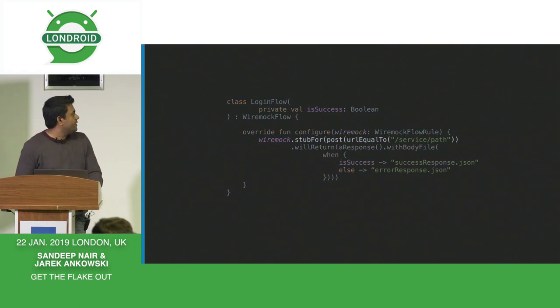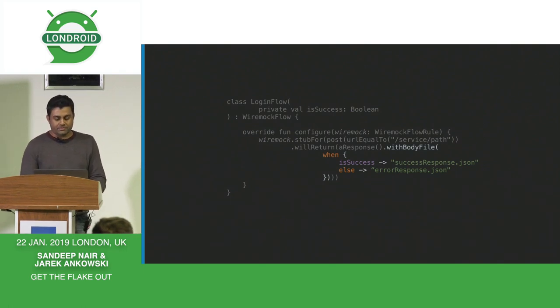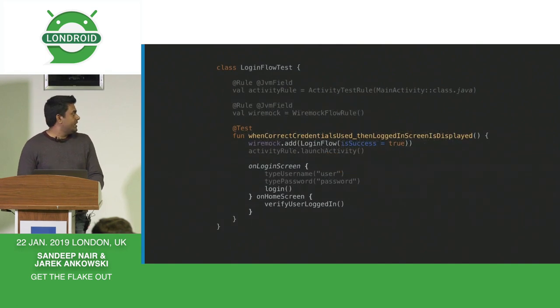The highlighted line where you have your service slash path is your API you're testing in that use case. And then there is this very helpful function in WireMock, withBodyFile, which can return you a JSON. And then based on the scenario you're testing, you can have different JSON files. JSON file retrieved from the mock server. Let's see how the test looks like.